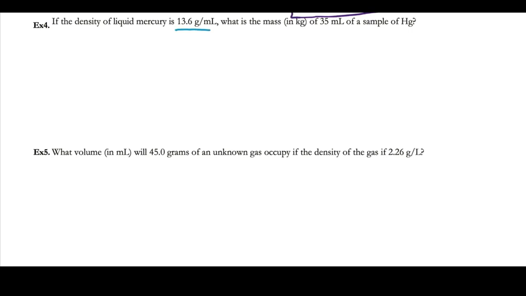Just like any other conversion problem we've done, we've got to start with our given. So we're told our volume is 35 mils. Okay? And I want to get into kilograms. But to do that, I first need to get out of mils, so I'm going to put it on bottom. And what I'm going to get into first is actually grams. I'm going to do another step because I don't want to stay in grams. I want to get into kilograms, so grams is going to go on bottom, kilograms is going to go on top.